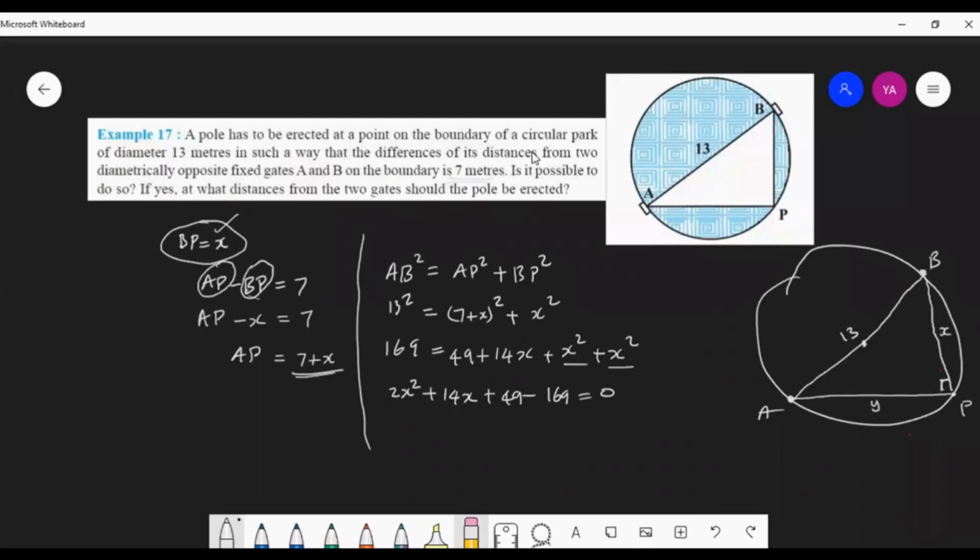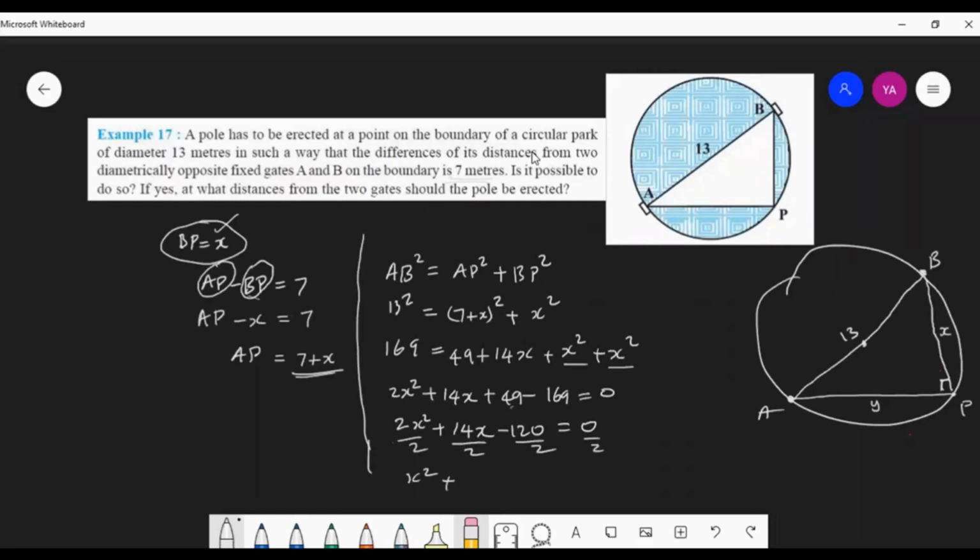So next step, what? 2x square plus 14x, 49 minus 169, what will come? Minus 120, right? Minus 120 is correct. It's equal to 0. So we can cut each term by 2, right? We can divide the entire equation by 2. Dividing the equation by 2, so what will you get?